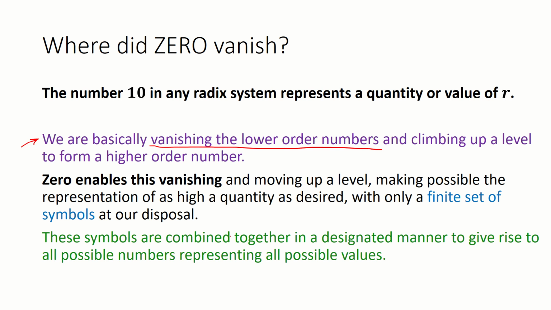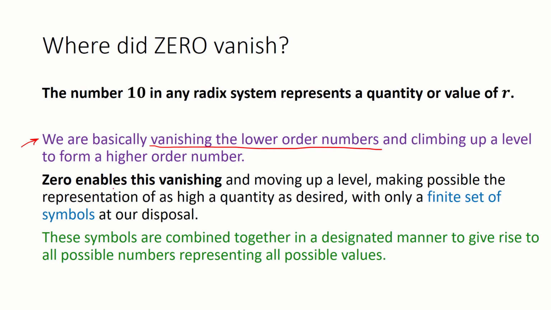So 0 enables vanishing, and this vanishing makes a whole lot of things possible in all the fields of mathematics. Vanishing and moving up to another level. This sort of thing, you will see this idea comes back again and again in other areas of mathematics also.